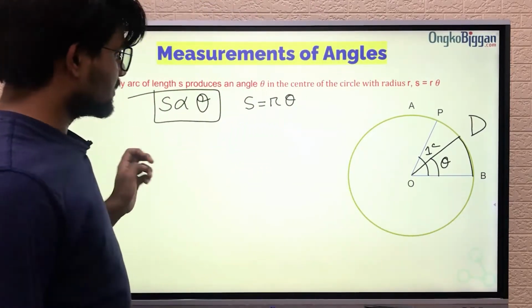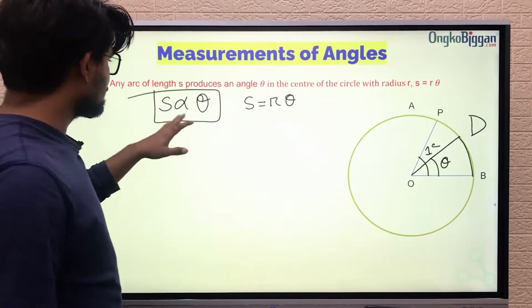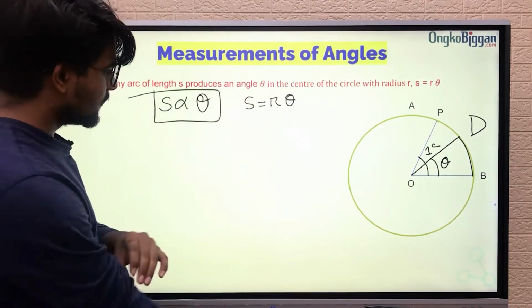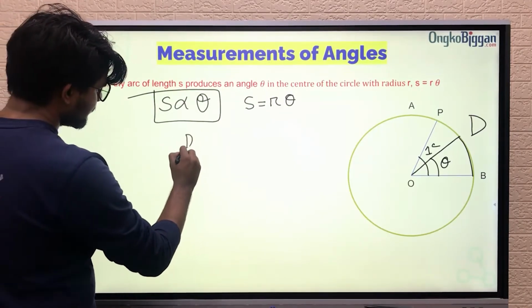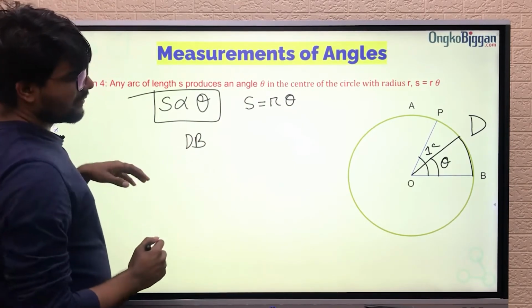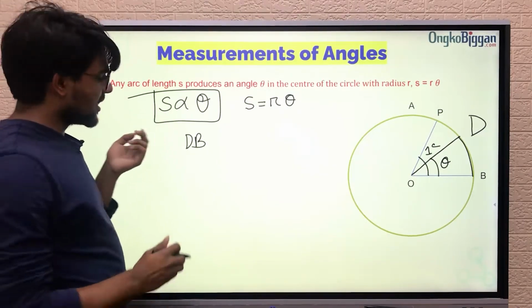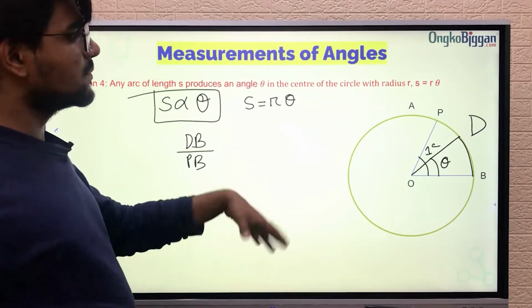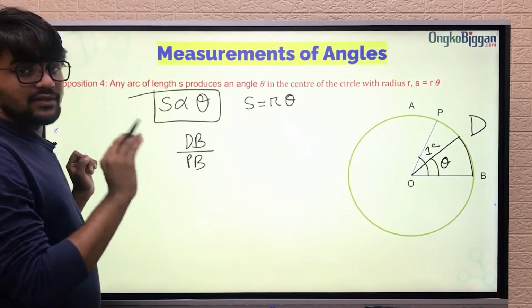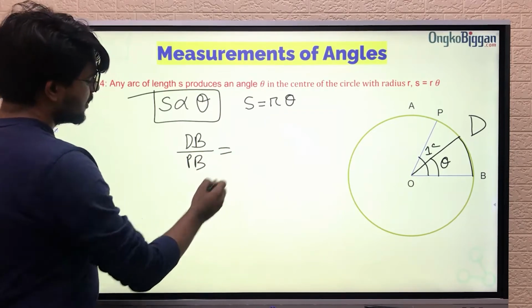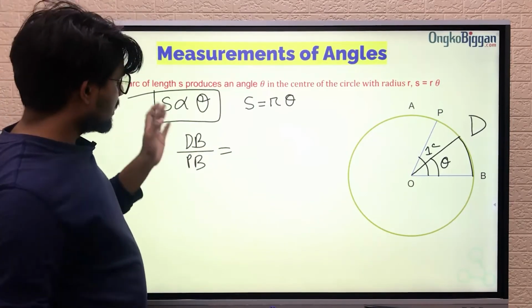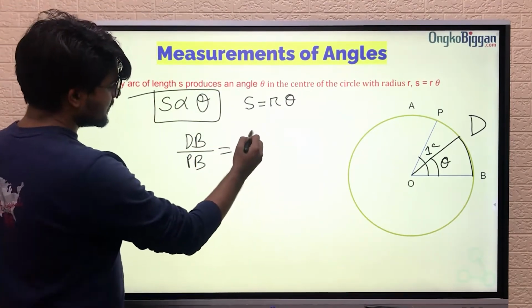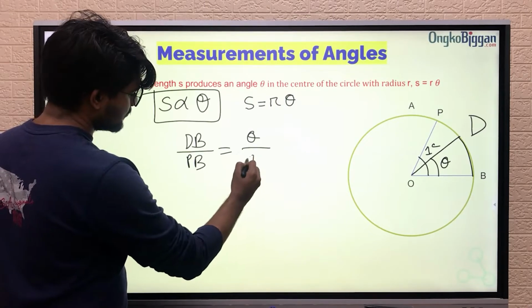So let's use this theorem again. S is proportional to theta. S is the length of the arc, and theta is the central angle. So first we are going to write DB divided by PB. That is, we are taking a ratio of the lengths of these two arcs, PB and DB, and now as they are proportional, we are going to write the respective angles in ratio form. So it should be theta and 1 radian.